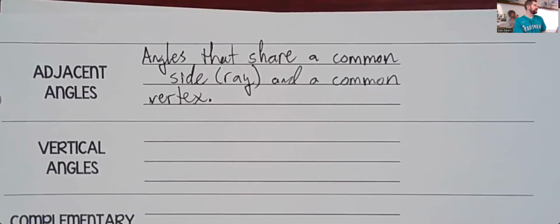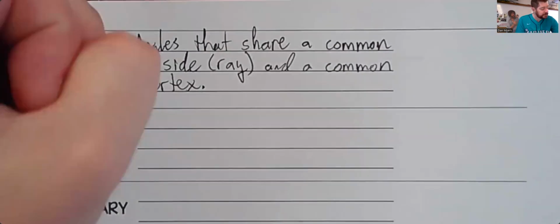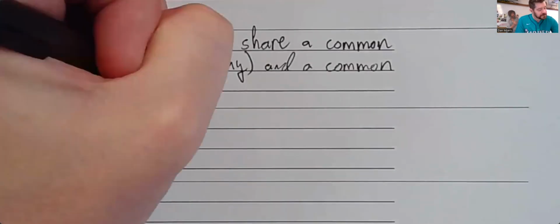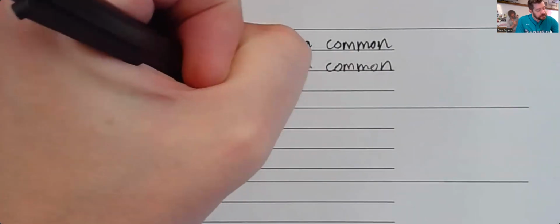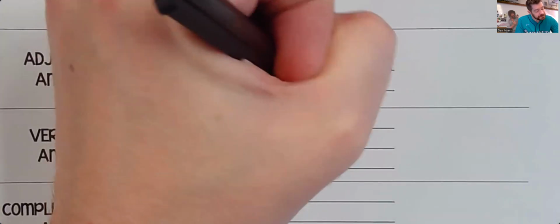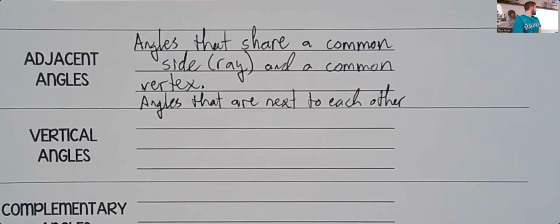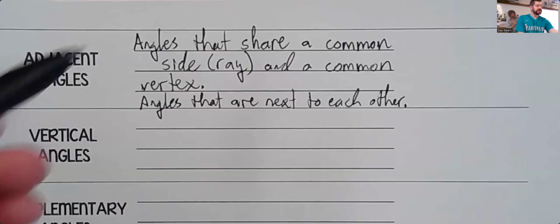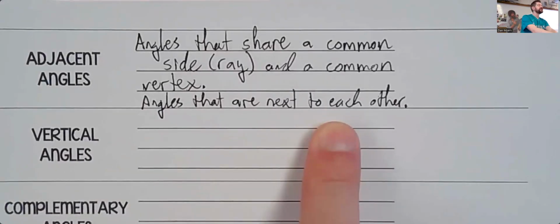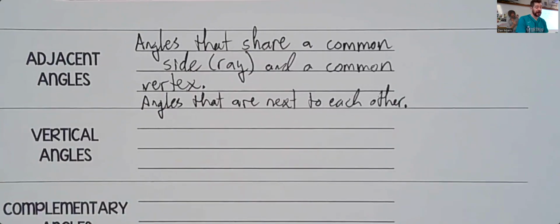So underneath that, you can just do kind of like the plain English way of saying angles that are next to each other. So the math definition is up top, and then the conversational way of saying it would be the second sentence there. So they're angles that share a common side, a common ray. They also share a common vertex. And basically what that means is they're right next to each other.